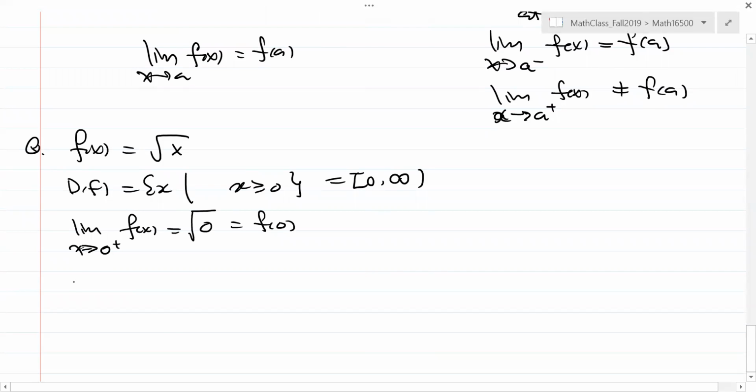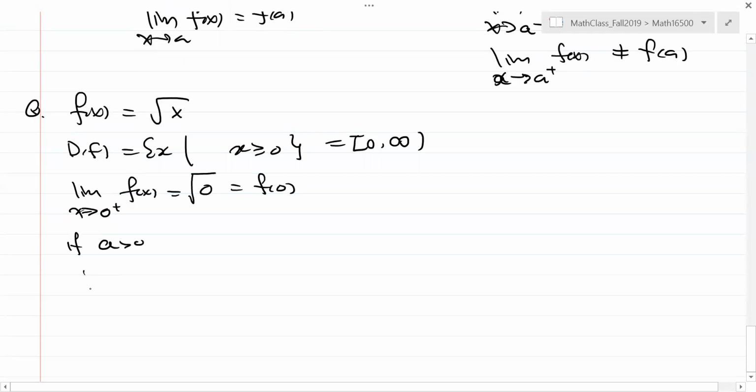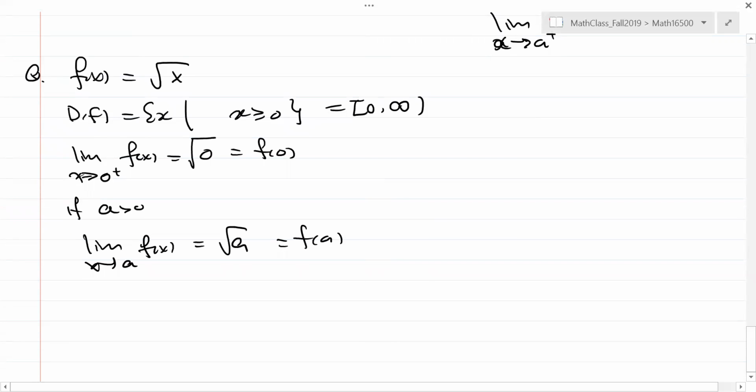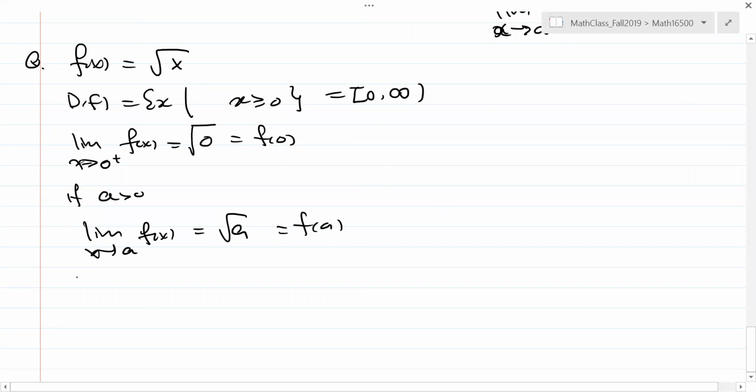And if a is greater than 0, then you can talk about the limit from both sides. But because this is a nice function, all you have to do is put a in for x, and this is actually the value of the function. So the function is continuous on the whole interval, because it's also continuous at 0 from the right-hand side. Then you say that the function is continuous everywhere.